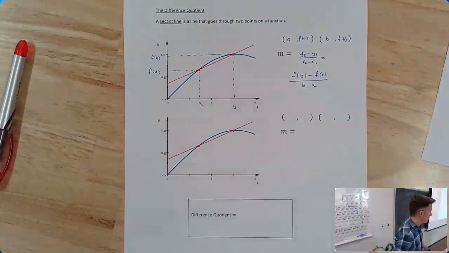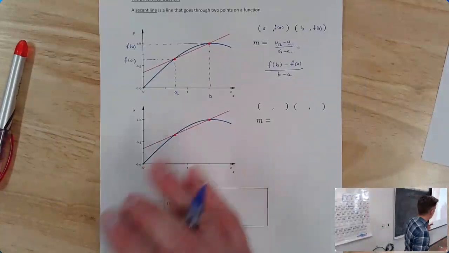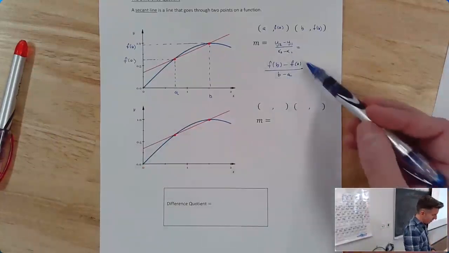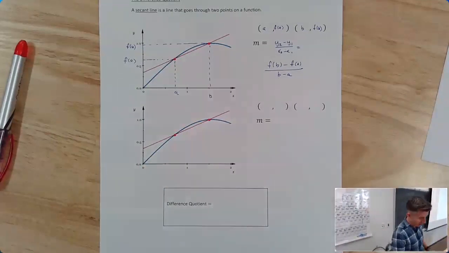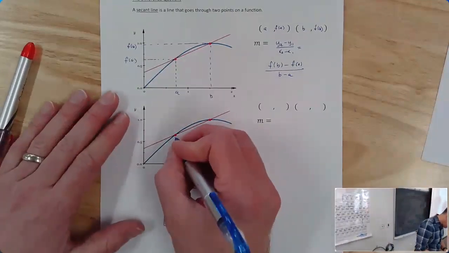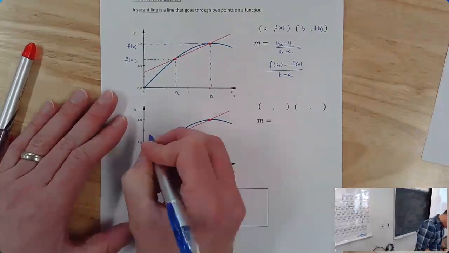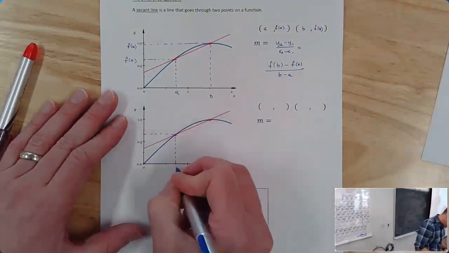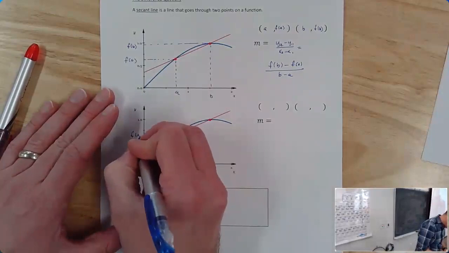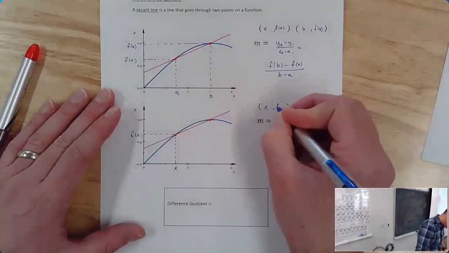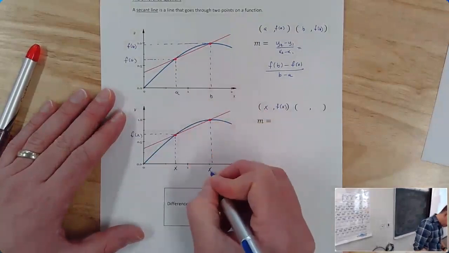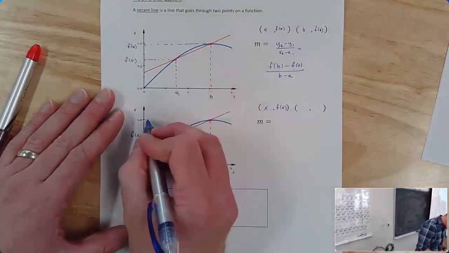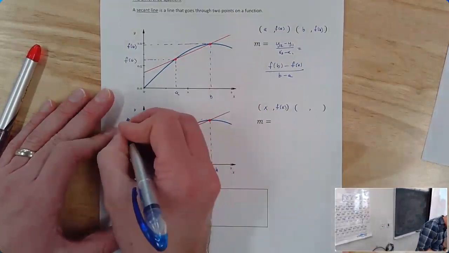However, there's a preferred way to write this. You'll see this in your calculus class as well. Some people are going to do it more like this. Hopefully, most people are going to do it more like this, where we're going to call this first point x comma f of x. And the second point here is going to be x plus h comma f of x plus h.